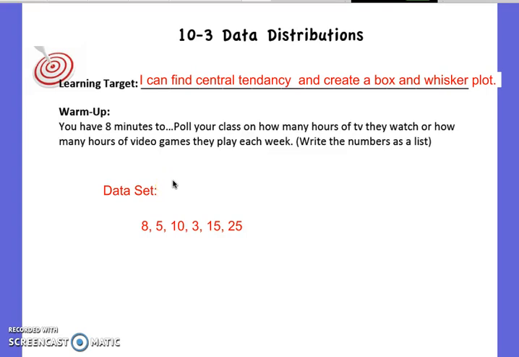We're going to be doing data distributions for 10-3. Your learning target is I can find central tendency and create a box and whisker plot.